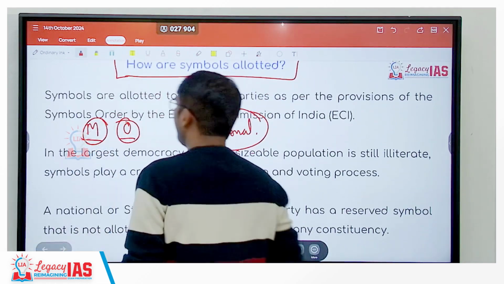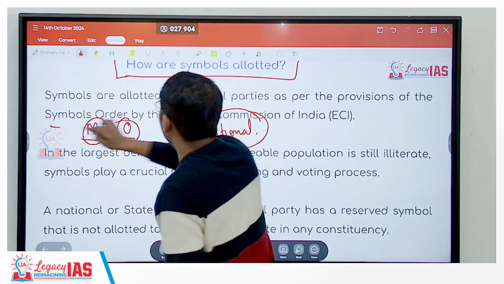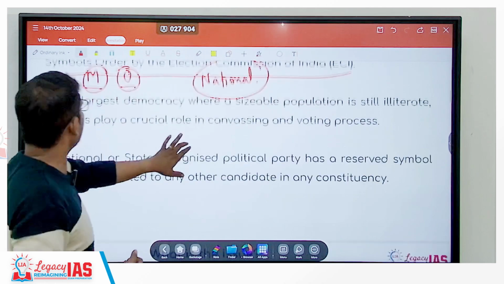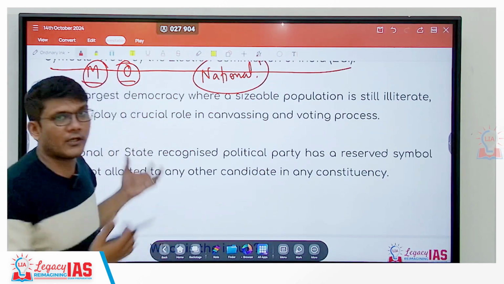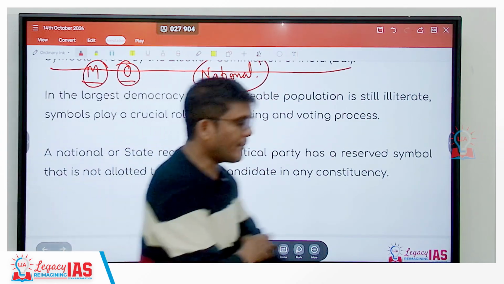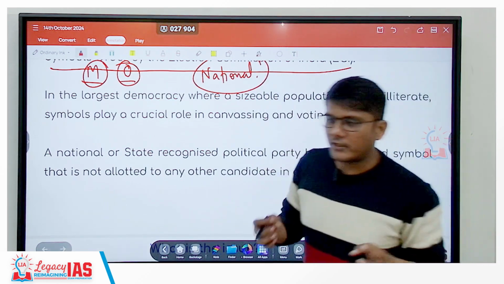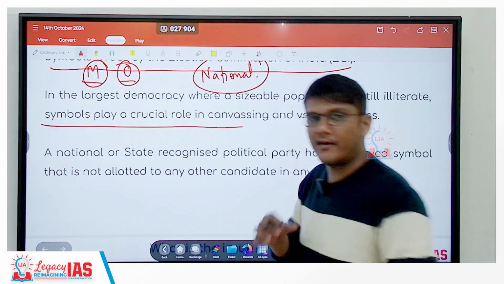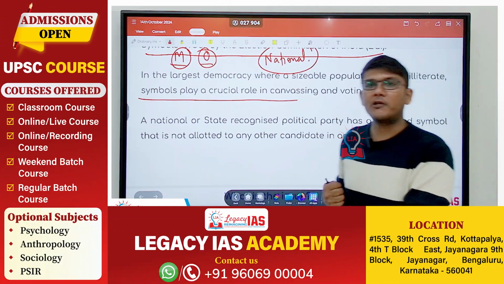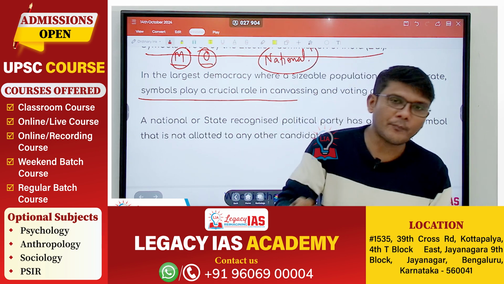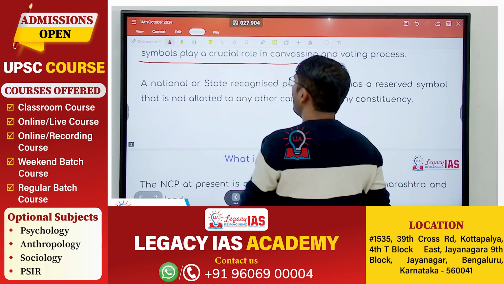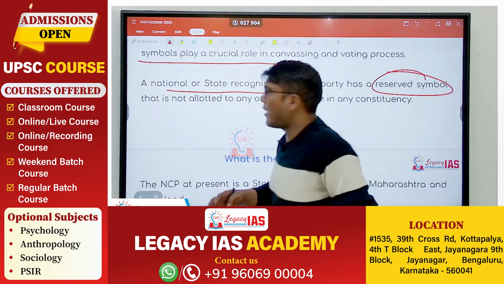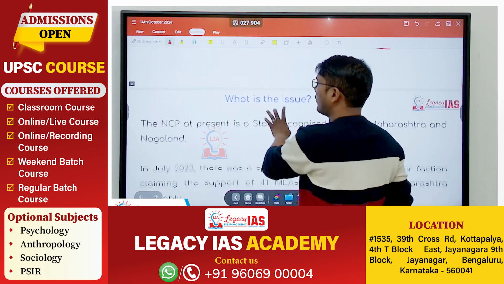Now, symbols are allotted as per the provisions of the Symbols Order by the Election Commission of India. So the ECI's order is what symbols are allotted based on. Of course, India is the largest democracy. At the same time, India has a huge percentage of illiterate people, as a result of which symbols play a crucial role in canvassing, voting, publicity and identification of the political party by the people through their symbols. So a national or state recognized political party has a reserved symbol that will not be allotted to any other candidate in any constituency.